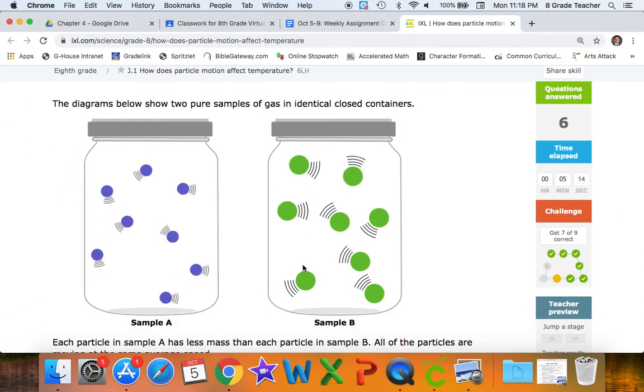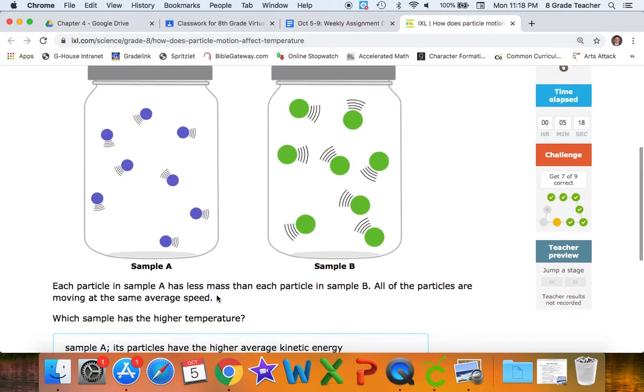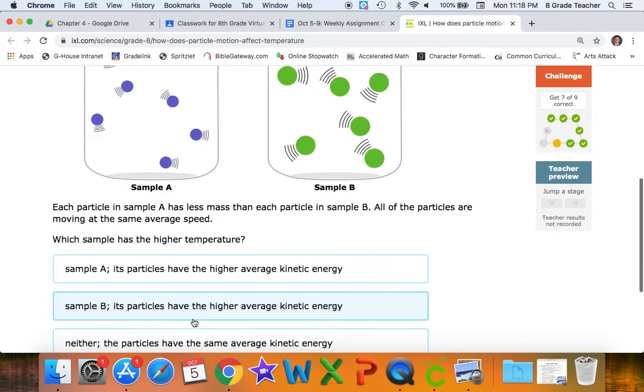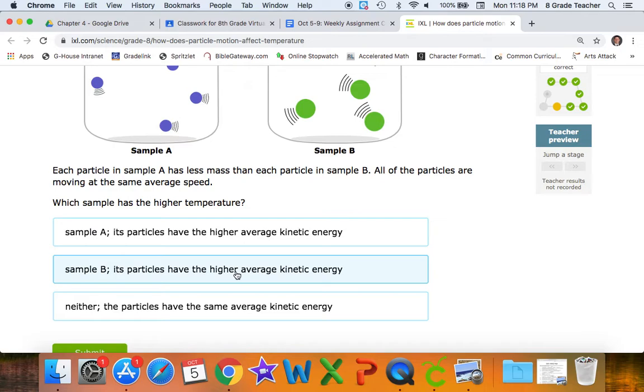The diagram shows two pure samples of gas in identically closed containers. Each particle in sample A has less mass than each particle in sample B. All of the particles are moving at the same average speed. Which has the higher temperature? If sample A has less mass, then sample B is going to be at a higher temperature.